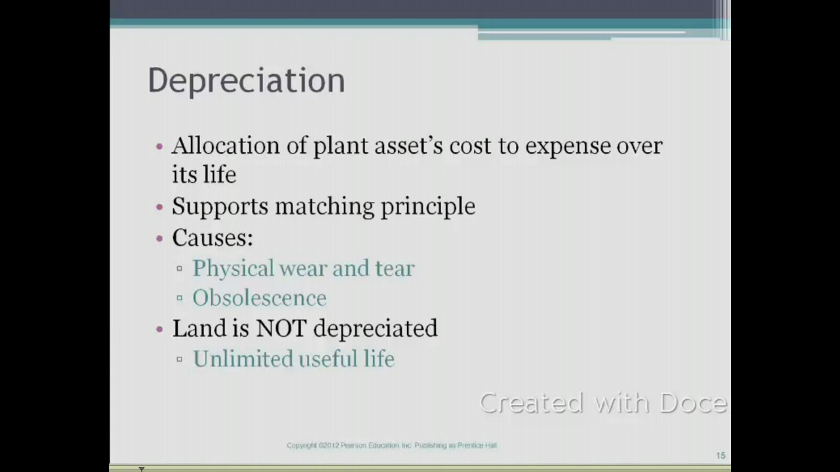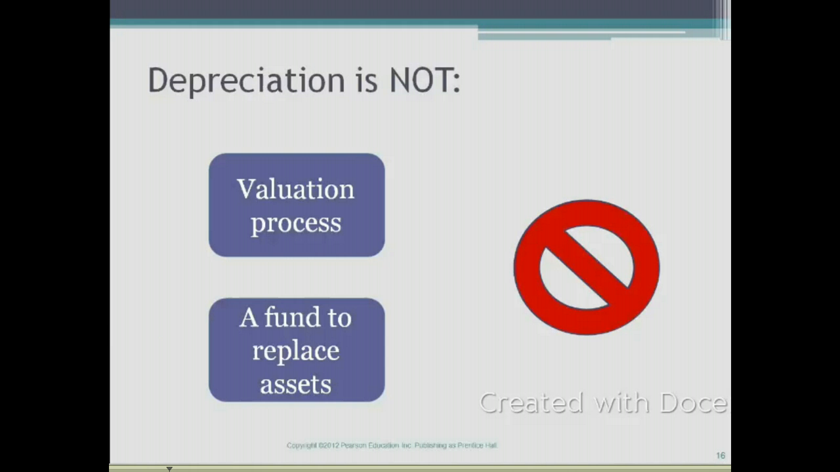Remember, in accounting, land is never depreciated. We assume that land has unlimited useful life. A lot of students think that depreciation is a valuation process where we value our assets, or that it's a fund to replace the assets when we have to buy them again a few years down the road. Depreciation is not either of them. It's simply the allocation of the asset's cost to expense over its useful life.